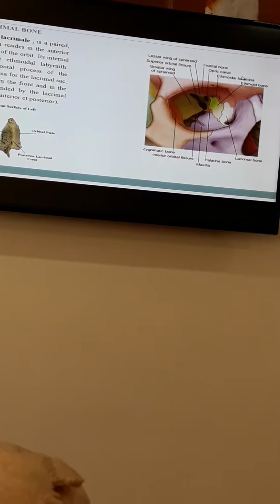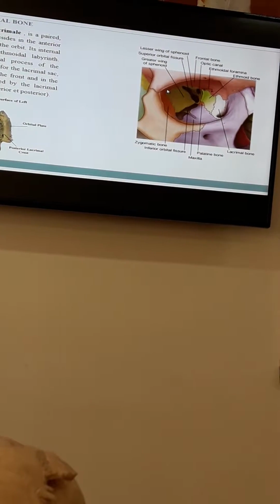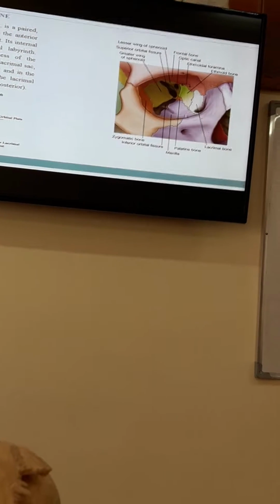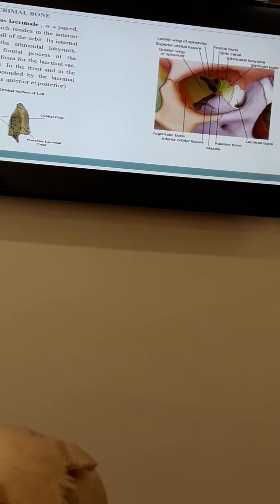You can see, superiorly it is our frontal bone, laterally it is our zygomatic bone and maxilla, medially it is our ethmoid bone and our lacrimal bone, and a small portion of the palatine bone, which I call the orbital surface of the palatine bone, before I show it to you.